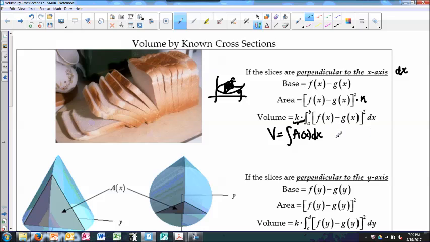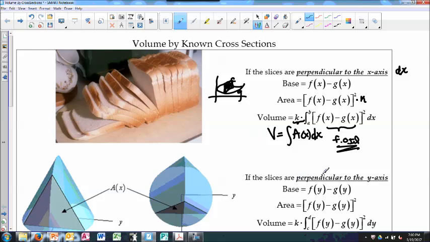Now be very careful, this is never going to be f squared minus g squared. If necessary, you would have to FOIL or distribute, because f minus g quantity squared requires FOILing. It's not the same as f squared minus g squared.